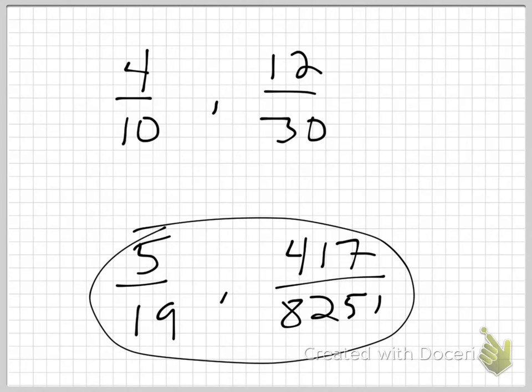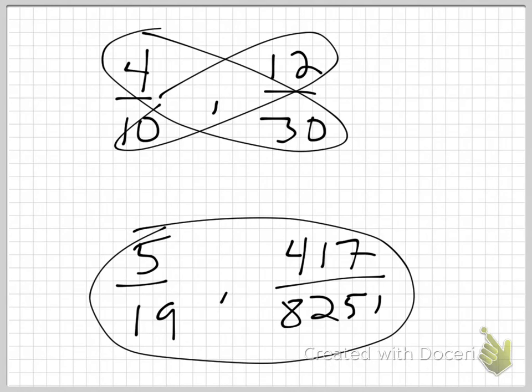Another way of doing this is to watch what I do. You cross multiply. What is 10 times 12? 120. What is 4 times 30? 120. Guess what? If they're equal, they form a proportion. Remember how we already decided that 4/10 and 12/30 form a proportion? Well, notice when you cross multiply them, the numbers end up being equal.